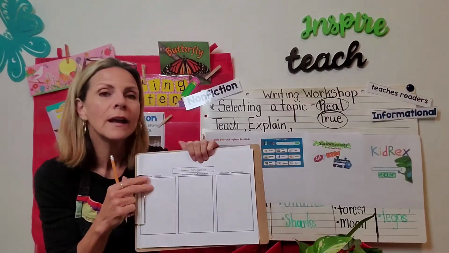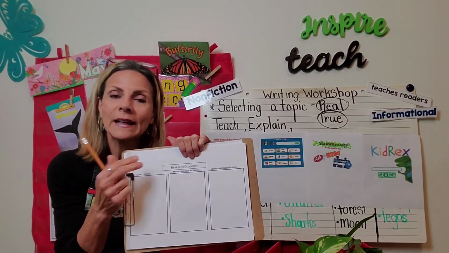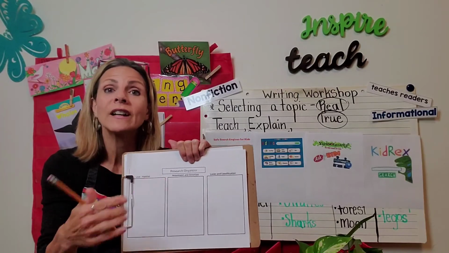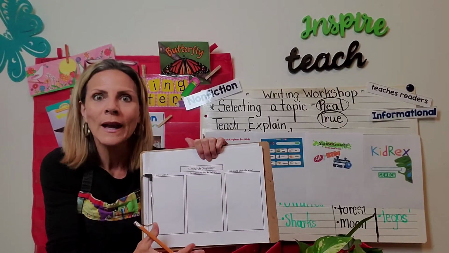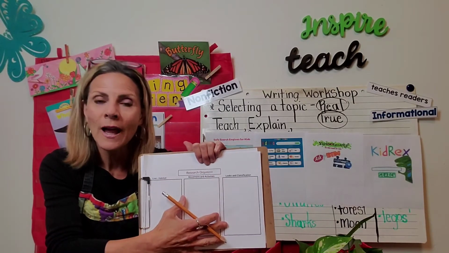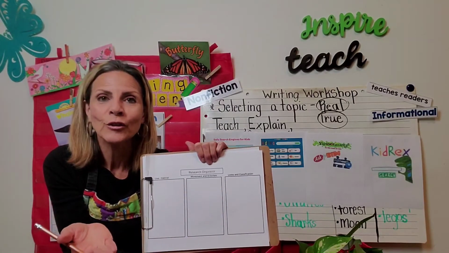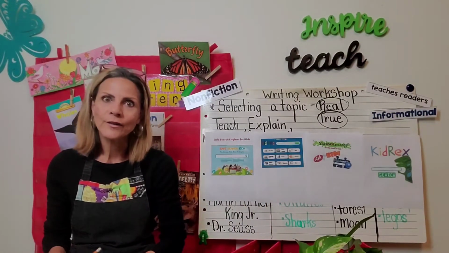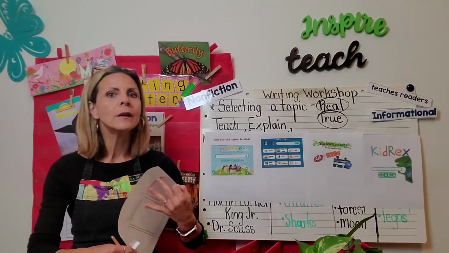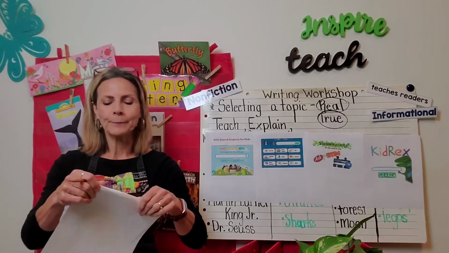This section here is about looks and classification, because when we are explaining about a creature or something that we're writing about, we want to describe its special features. So we have to make a list. We're telling others facts, so the more we gather, the better our writing is going to be.